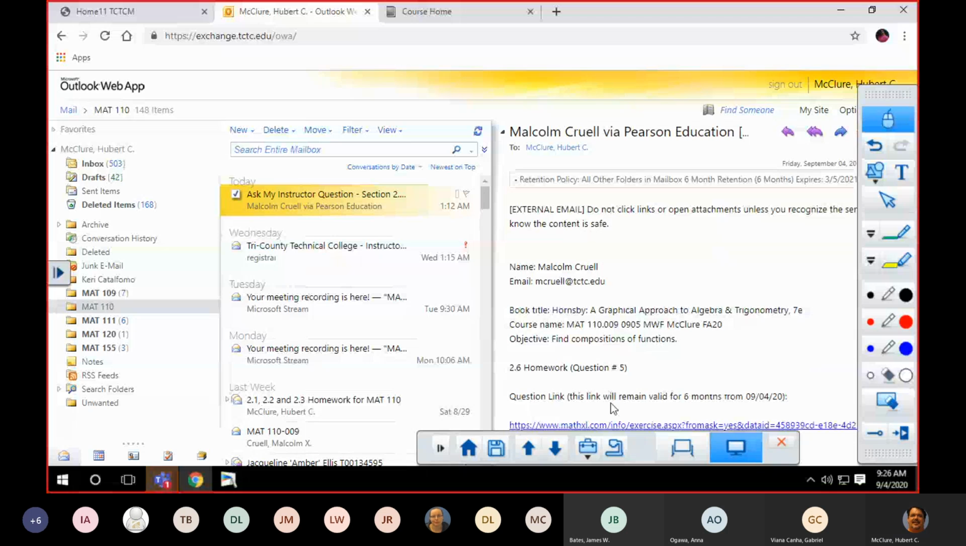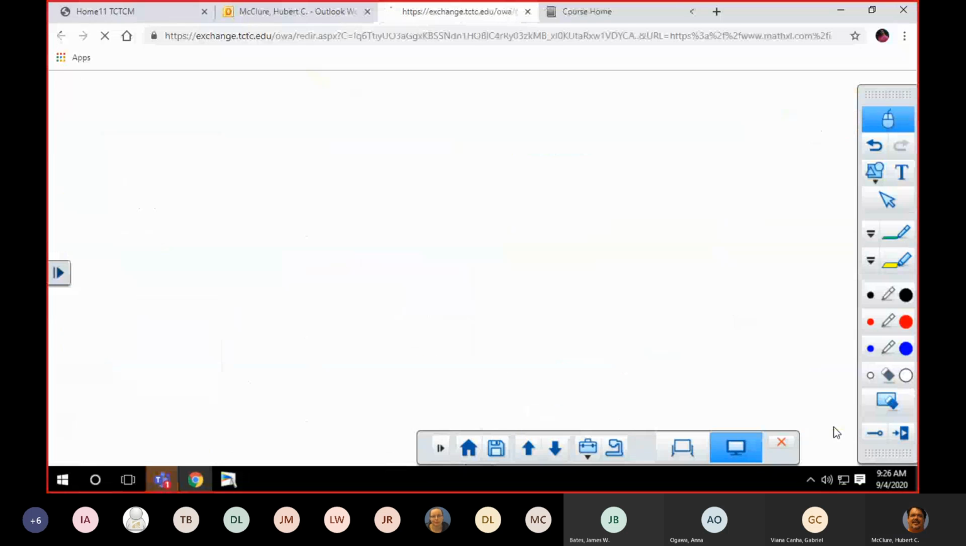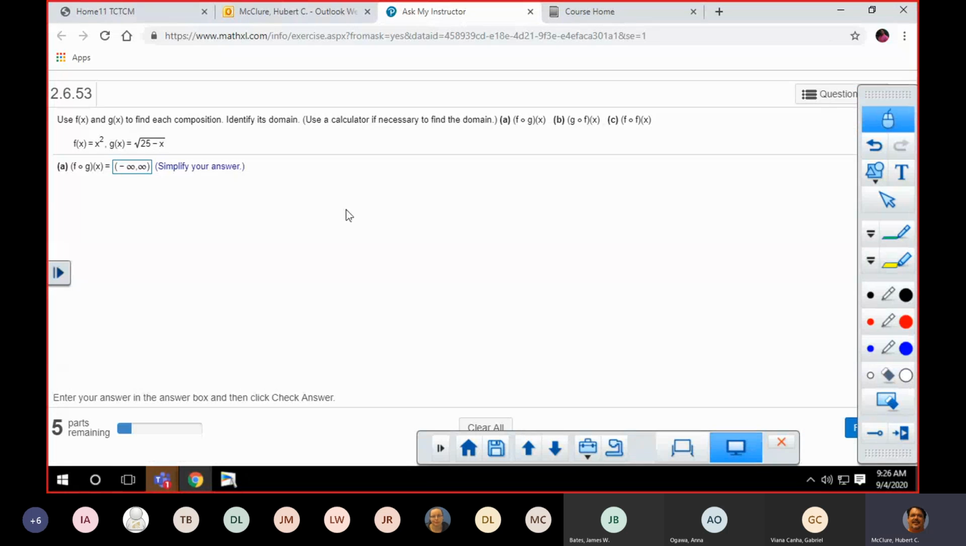2.653, number 5. Okay, so use f of x and g of x to find the composition. Use a calculator if necessary. You don't need a calculator. So they want f composed g, g composed f, f composed f, and then find the domain. Well, the domain is going to be tricky with this guy because when you plug in a negative, it becomes a positive. So you got to be careful.